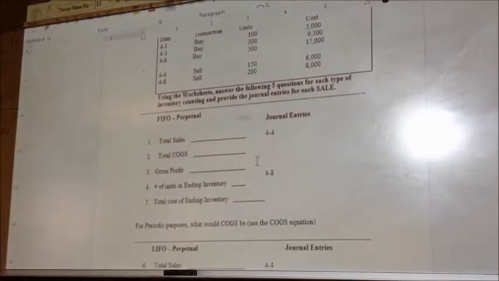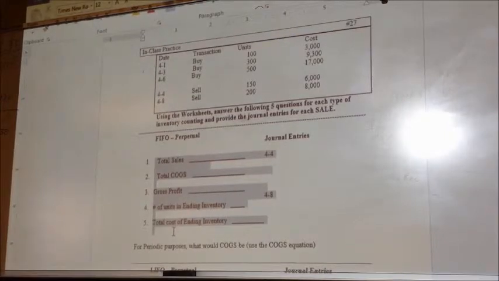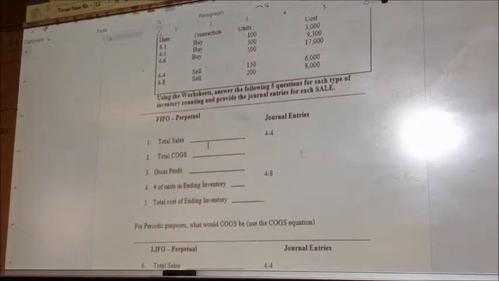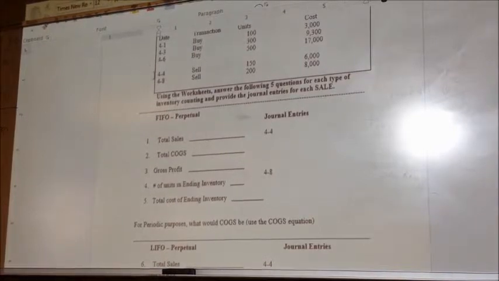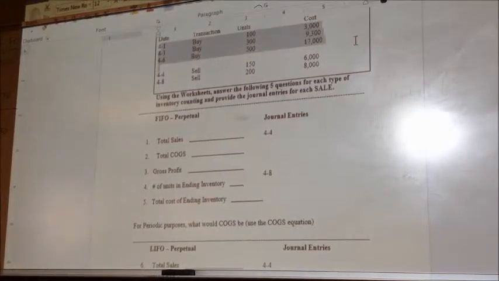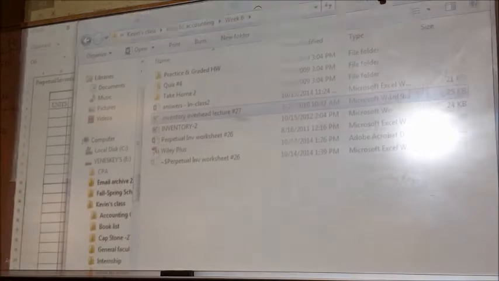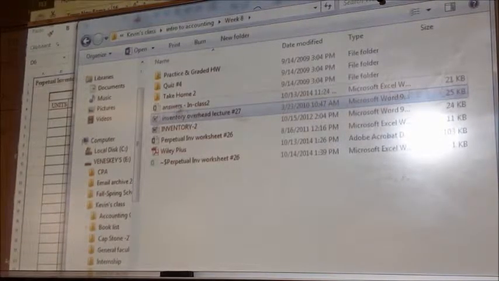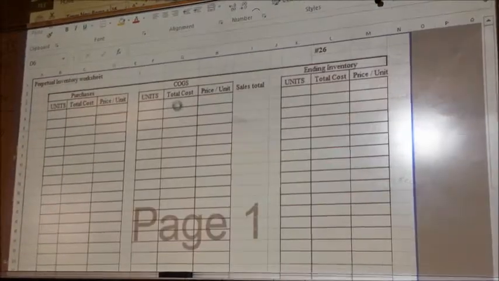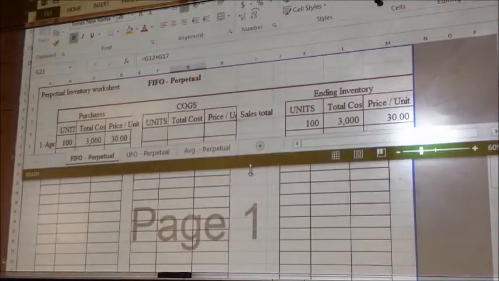We're going to be filling out this sheet. When we're all done, we'll be able to answer 1 through 5 and provide the journal entries. I only ask you for the journal entries on the date of the sales, but I'll put up on the board these journal entries anyway just so you can see them. These are the only ones I'm really concerned about that you definitely know how to do. And we're going to start using the FIFO perspective.